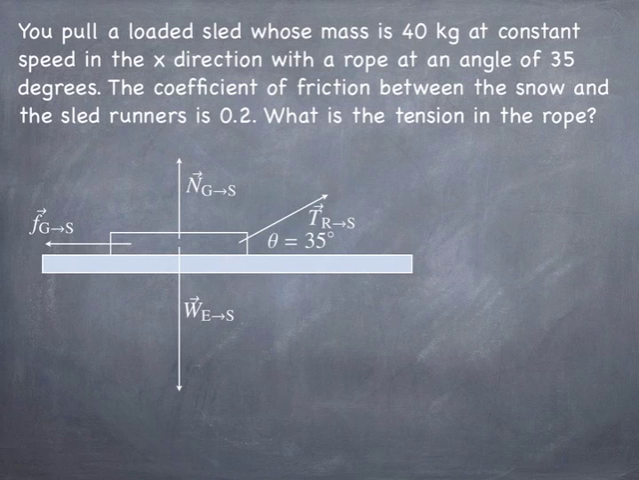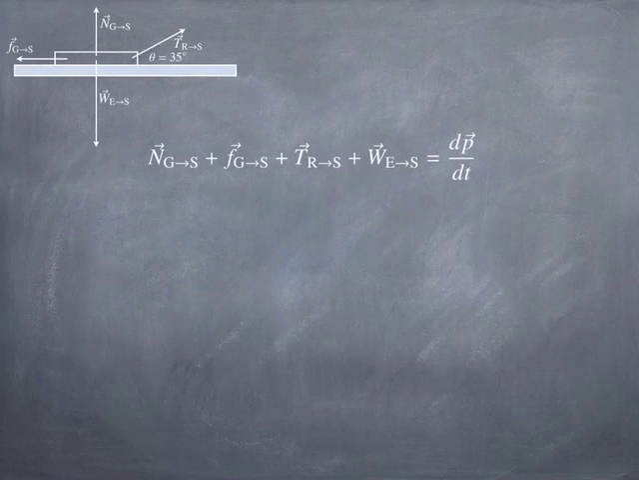So the first thing to do after you've identified all the forces and drawn the free body diagram is to write out the momentum principle. And the momentum principle says the sum of all those forces, the normal force plus the frictional force plus the tension plus the weight, has to equal the rate of change of the momentum of the sled. Now in this particular example, the rate of change of the momentum, of course, is 0 because the sled is moving with a constant speed in a straight line.